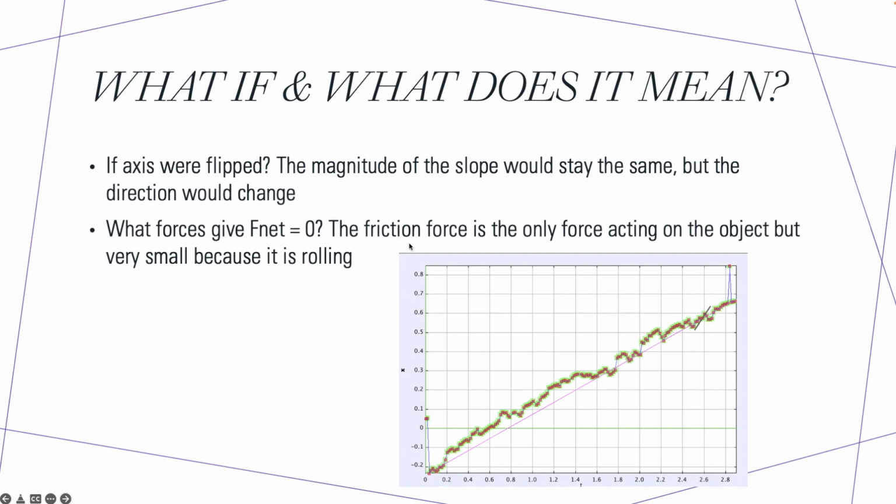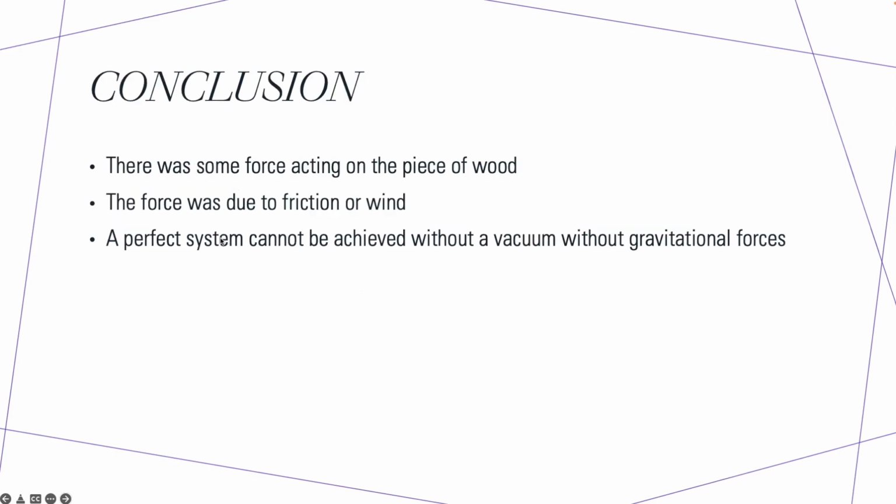So there wasn't actually a net force of 0, but it was very close to 0. Since it is an imperfect system, there is friction force applied to the object, but since it's rolling, it's very small. So for conclusions, we can say that there was some force being added to the wood.